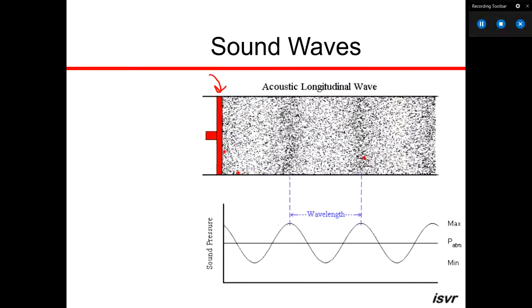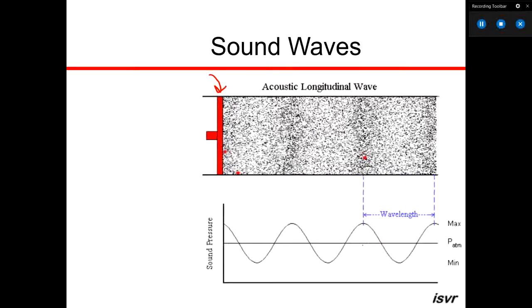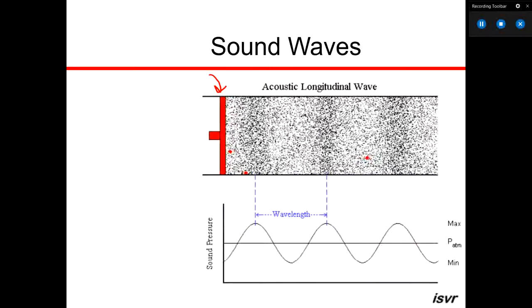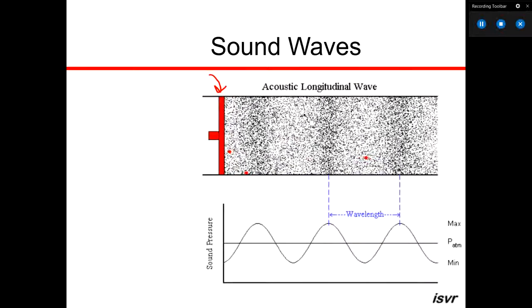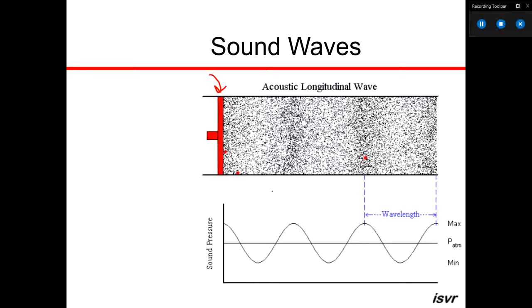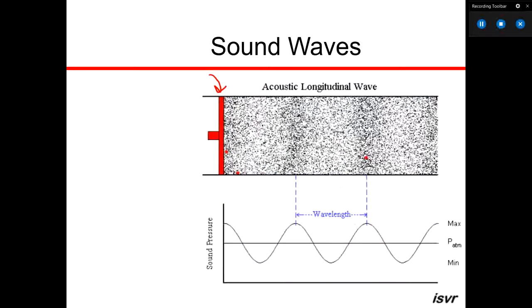We can represent this as a traditional transverse wave, as we've been looking at before down below, where the compressions represent our highest point of amplitude. That's where we would hear our sounds, and the rarefactions are the lower points. So that's the minimum and maximum points.